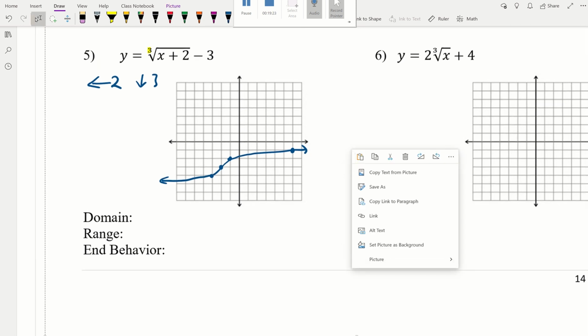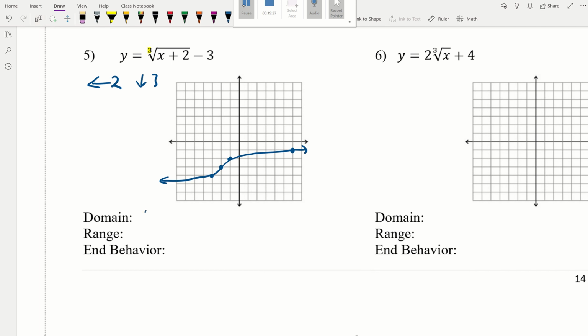One of the nice things about the cube root functions is domain and range is pretty simple. It's going to always be all real numbers for both. The end behavior, as x is approaching plus minus infinity, y is approaching. Well, our top sign is corresponding to the right. The right side is going up, which is positive infinity. Left side is going down, which is negative infinity. And that takes care of end behavior.